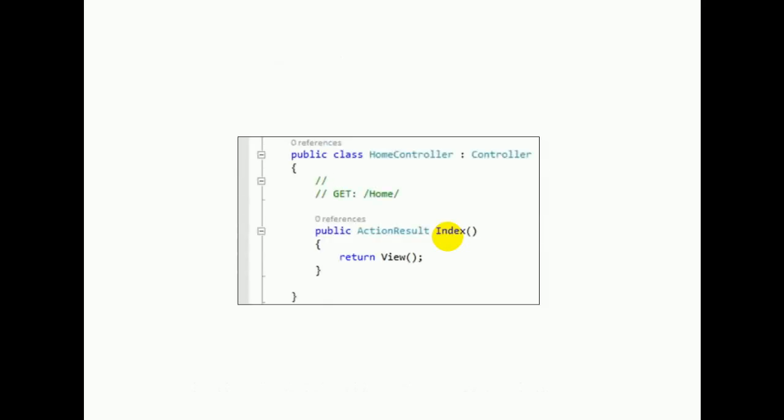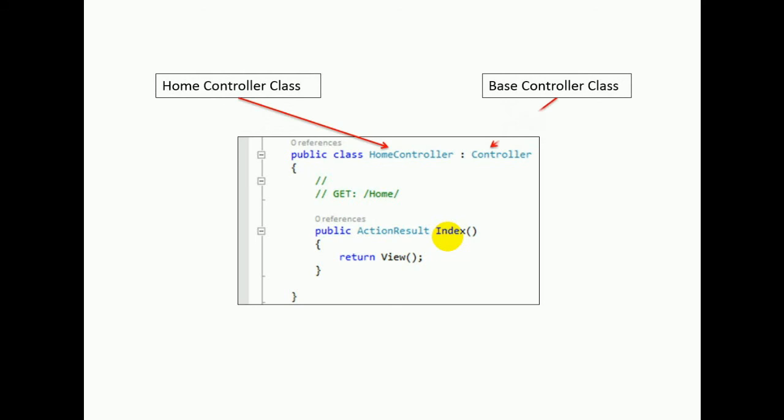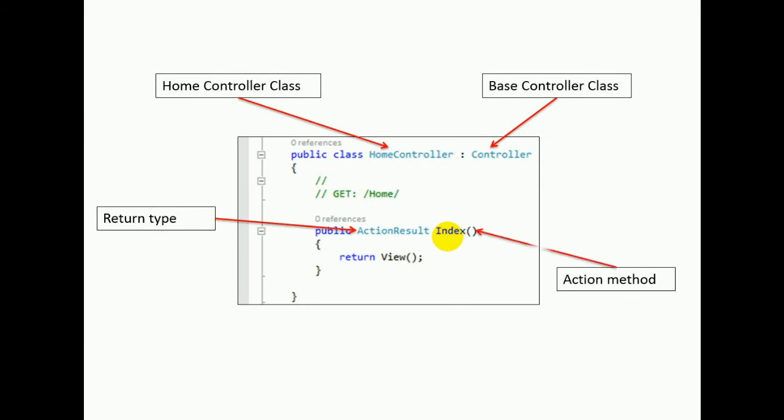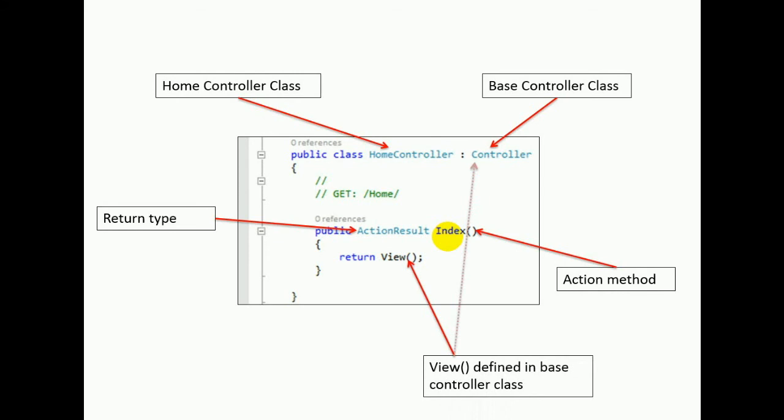Example of Index action method of HomeController. As you can see in the figure, Index method is a public method and it returns ActionResult using the View method. The method is defined in the Controller base class which returns the appropriate action result. Now you can see that View is defined in a base controller class which is Controller.